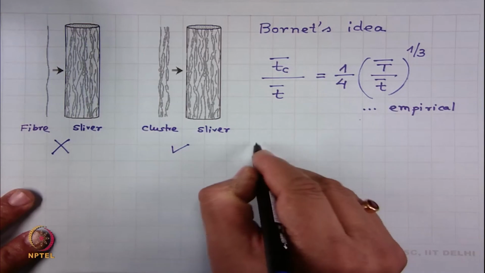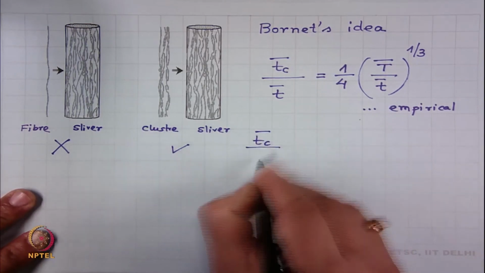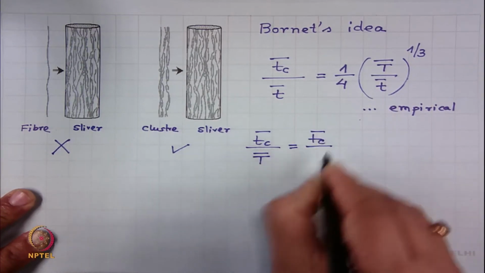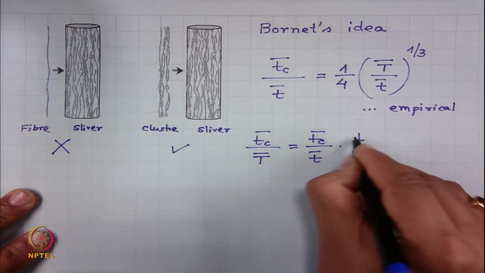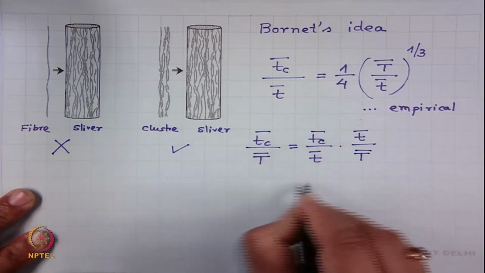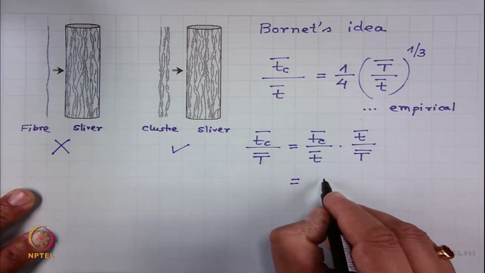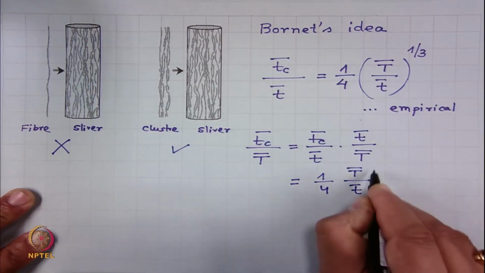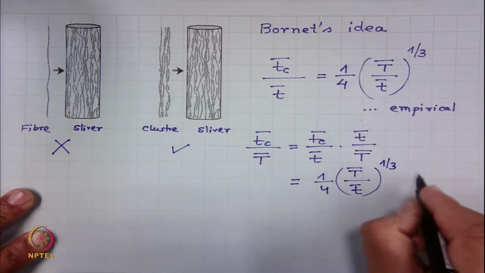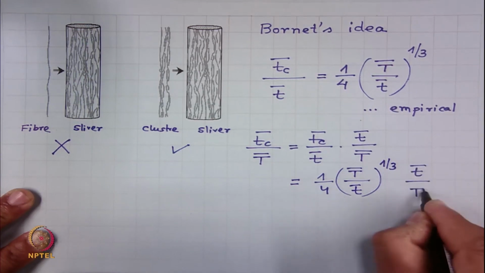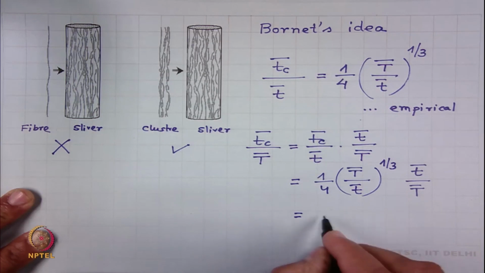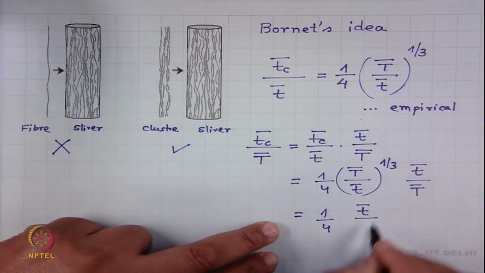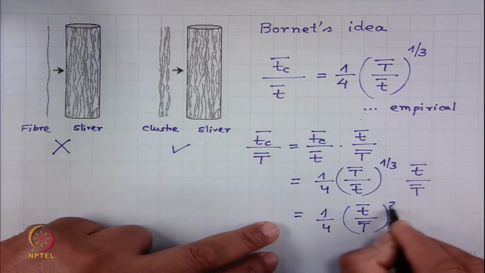Then we can write T c bar by T bar into T bar by this. This is equal to 1 by 4 T bar by this to the power 1 by 3 T bar by this. So, 1 by 4 to the power 2 by 3.